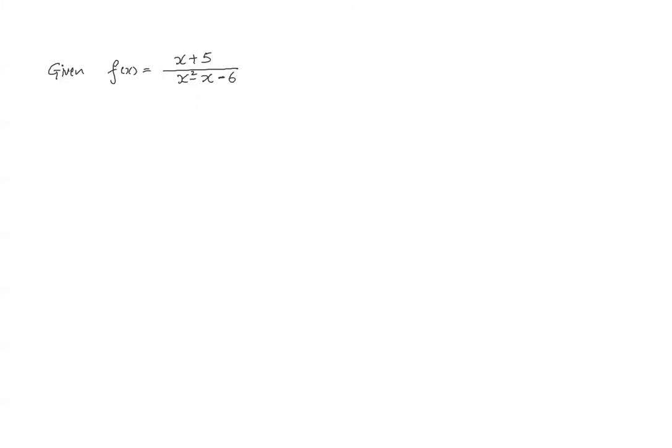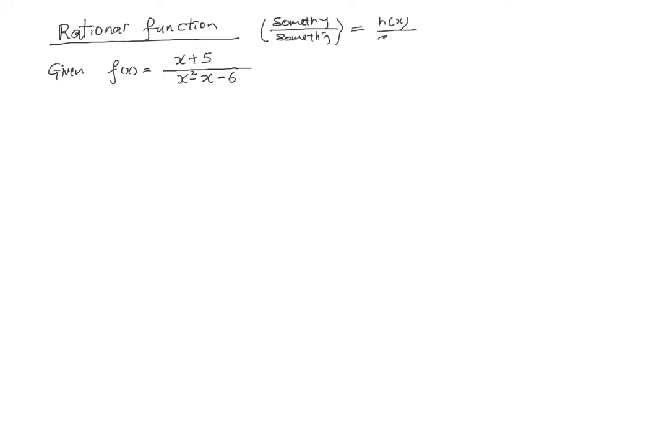Okay. So this type of function, what do we call it? We call it a rational function. When you talk about a rational function, that means there is something divided by something. That is called a rational function. Or I can say a function divided by another function. So that is called a rational function.